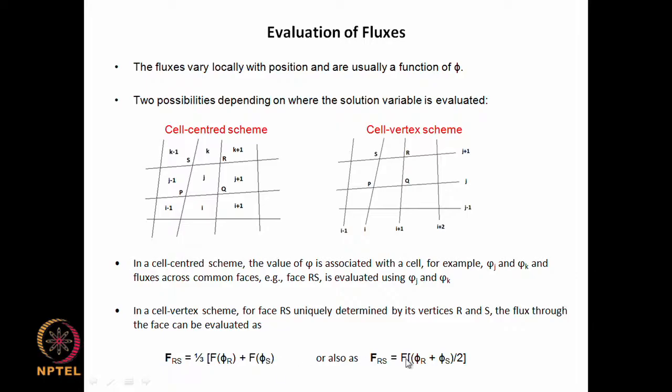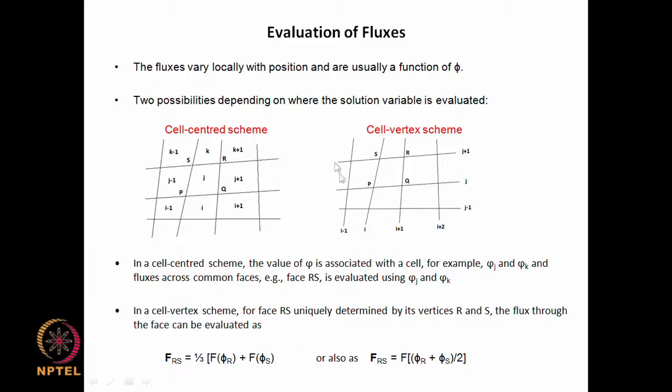So, you can say that instead, I will take an average of phi R and phi S, and use that average value of the variable in the flux expression to evaluate this. So, you can have either of these formulations.